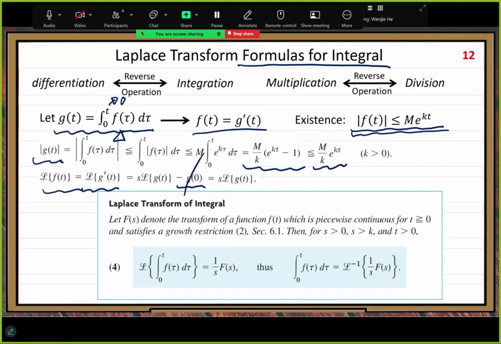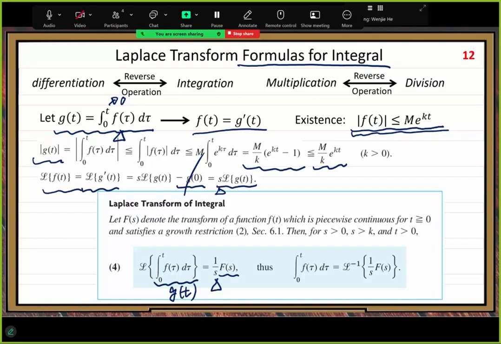Here you can see the structure of this formula is very simple. You take the derivative of a function, and the Laplace transform is just s times the Laplace transform of its original function. But after that, you go back to the integral, because the g function is an integral, right? So this is the g function, g of t. You need to divide by s on both sides. That's why you have 1 over s, then the Laplace transform of little f, that's capital F. So that's the first formula.